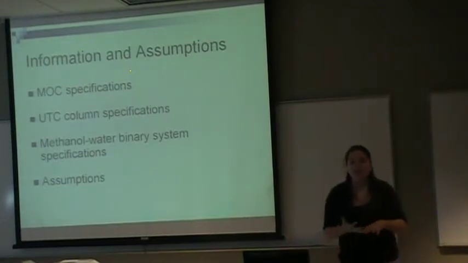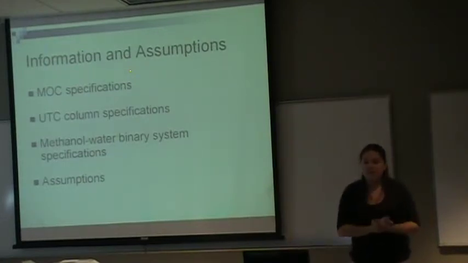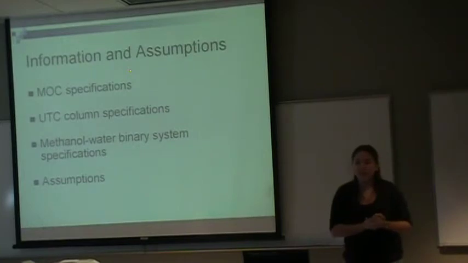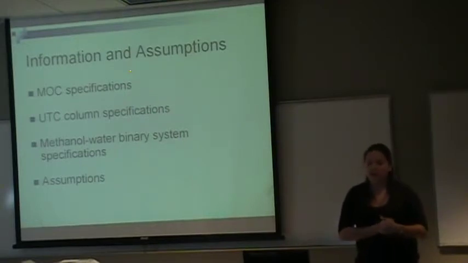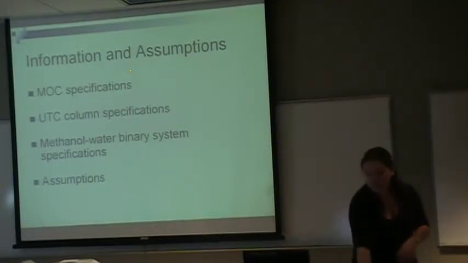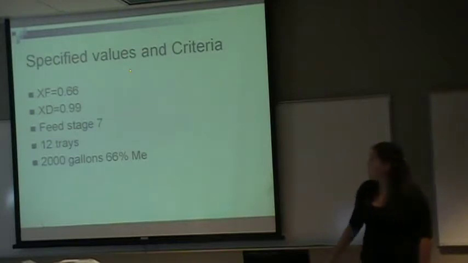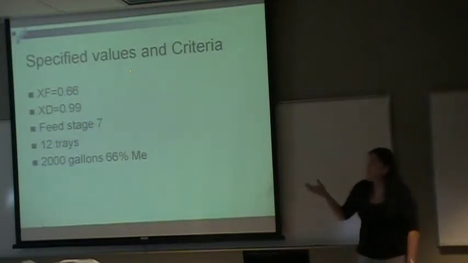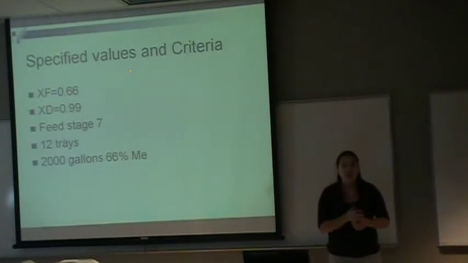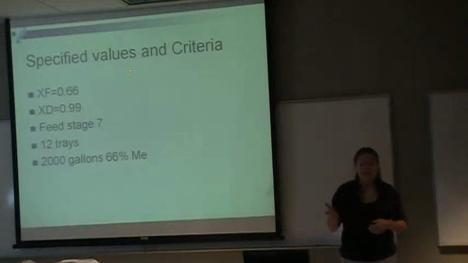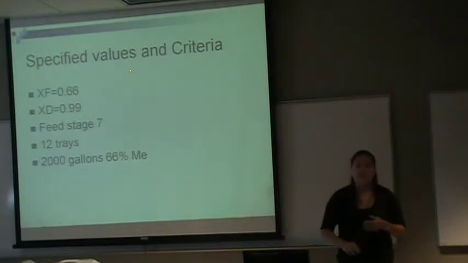Information and assumptions. We had the specifications given to us by Mockingbird Olefins Corporation, and we had the UTC column specifications, and we also had the specification to use a methanol water binary system, and we also had to make several assumptions. So our specified values are a feed composition of 66 mole percent, and we were looking for a distillate composition of 99 mole percent. We knew that we had to have feed stage 7, we had to have 12 trays, and we were given 2,000 gallons of a 66% methanol solution.